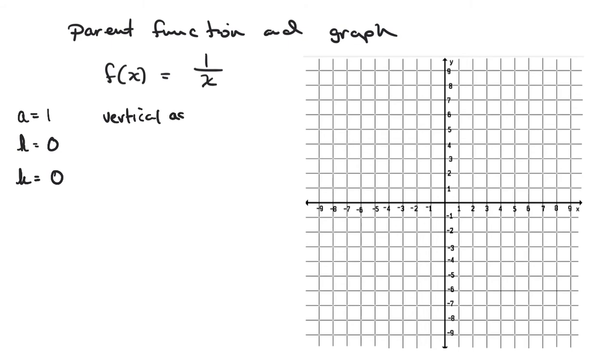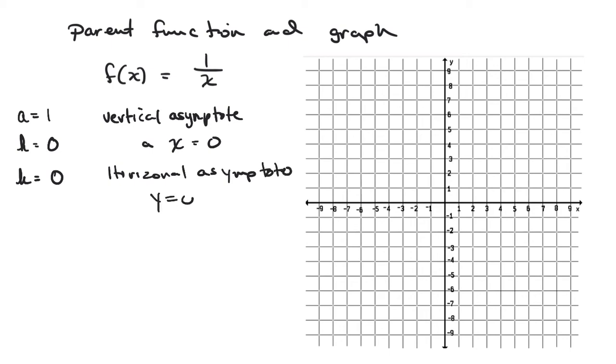I have a vertical asymptote at x equals 0, and I have a horizontal asymptote at y equals 0. So y equals k and k equals 0. So this is y equals 0.